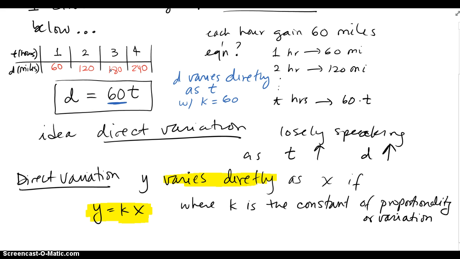And also, if you can remember from before, it's really a linear relationship, y equals mx plus b, where in this case y is d, m is the slope, 60, x is the t, and notice how the b or the y-intercept is 0. So any linear relationship with a y-intercept of 0 is really a direct variation situation.